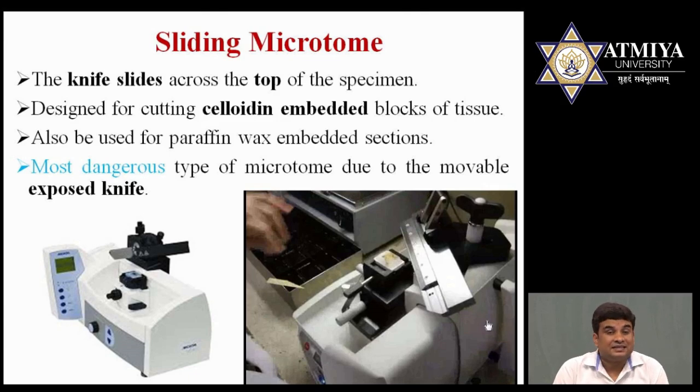Now it will give the thin section, and this type of microtome is mostly used for celloidine embedded tissue, right? And celloidine is another type of embedding medium which is used to embed tissue having hollow spaces, like brain tissue and the eyeball. This type of tissue is embedded in celloidine. So this type of embedded tissue block is sectioned by the sliding microtome.